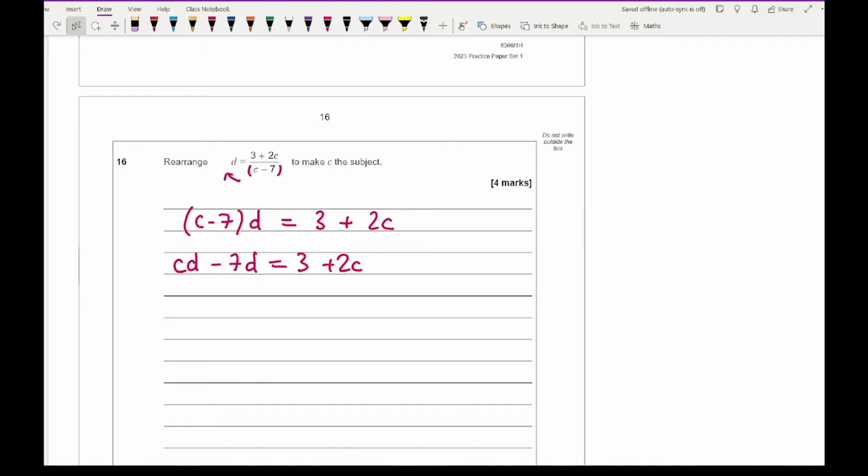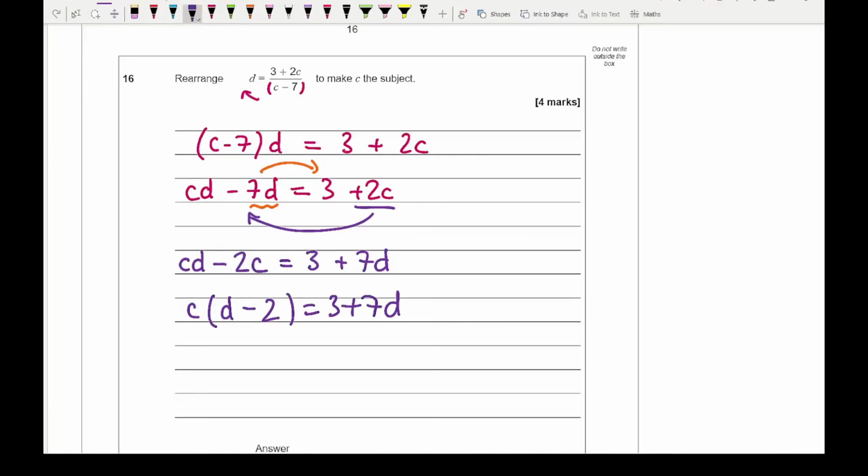Now what we want to do is we want to take everything with a C onto one side and everything that hasn't got C over to the other. So I'm going to take this over to this side, and I'm going to take the plus 2C over to that side. So what we end up with is CD minus 2C equals 3 plus 7D. And then all that's left to do is just divide the bracket over to the other side. So here we get C equals 3 plus 7D, all divided by D minus 2. And if you want to leave the brackets in, that's absolutely fine.